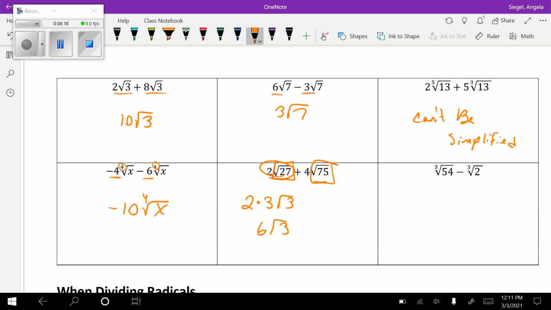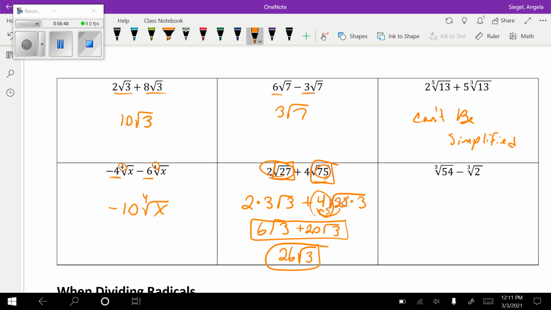So we're going to do the same thing over here. So 75, that has a factor that's a perfect square of 25. 25 times 3. The square root of 25 is 5. And so we're going to multiply those together. So I have 20 square root of 3. So now notice I have the same like term, if you will. And so then I'm going to combine them. So 26 square root of 3.